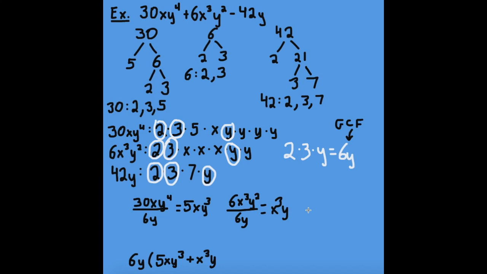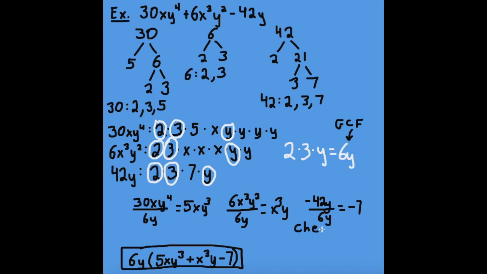The next term is negative 42y. So I will do negative 42y divided by 6y, which equals negative 7. So I will rewrite negative 7 in the parenthesis. We get our answer to be 6y times 5xy cubed plus x cubed y minus 7.